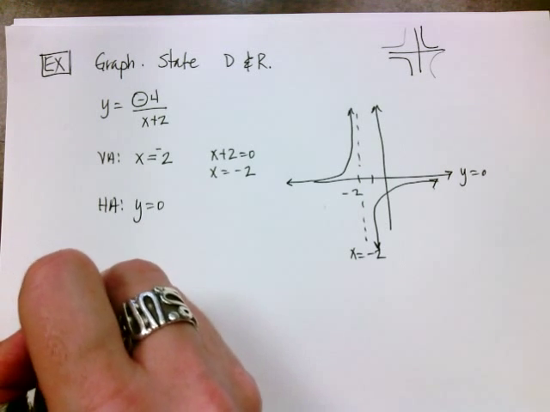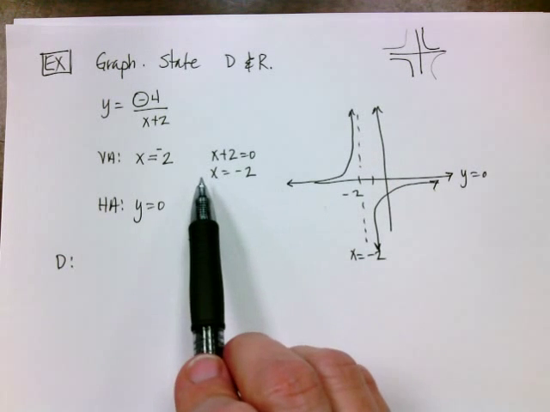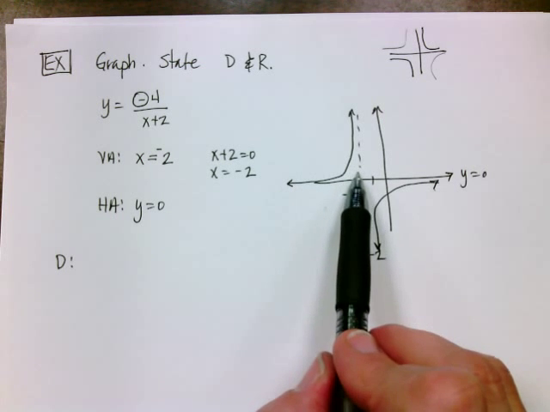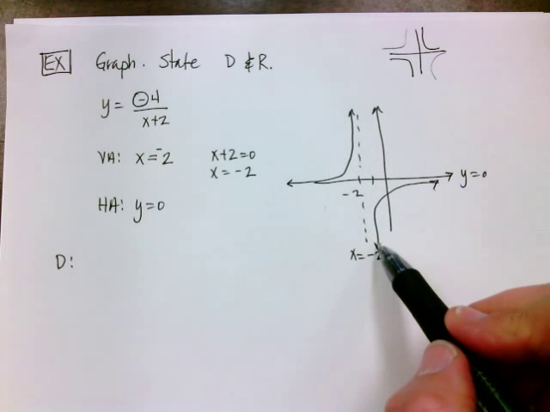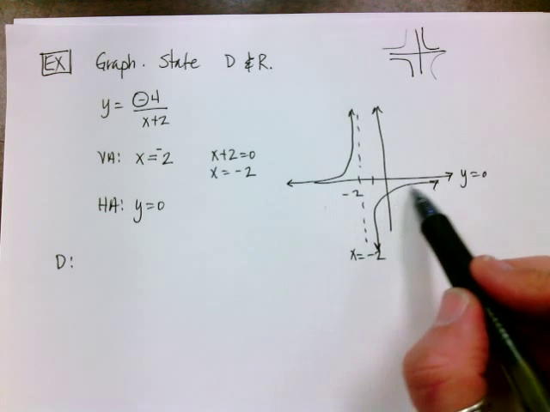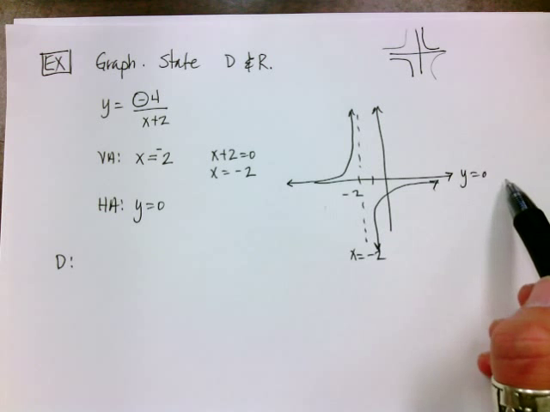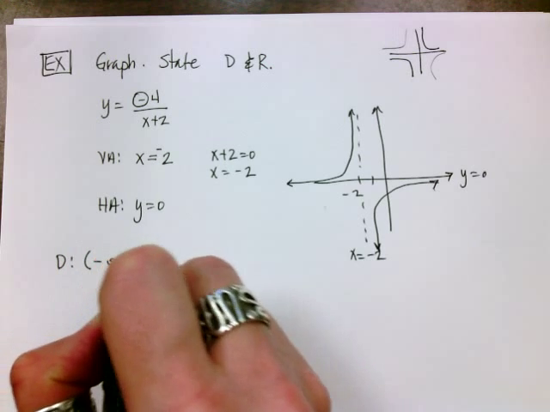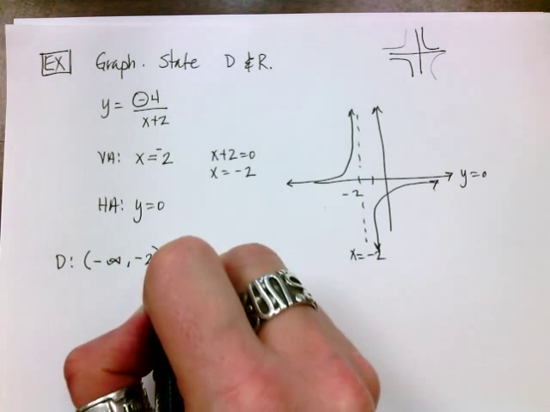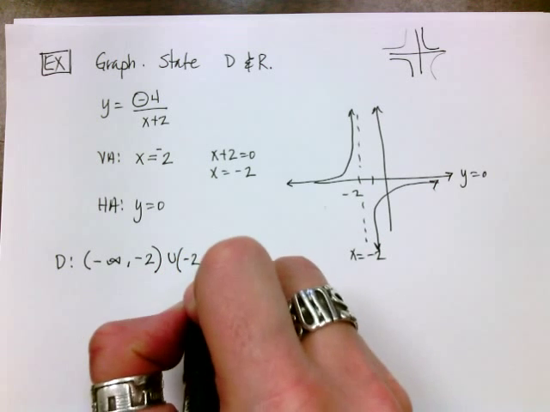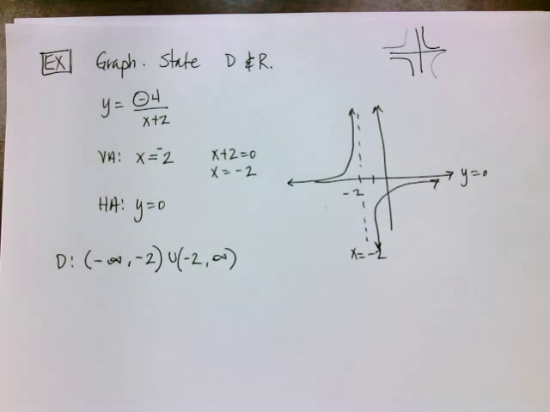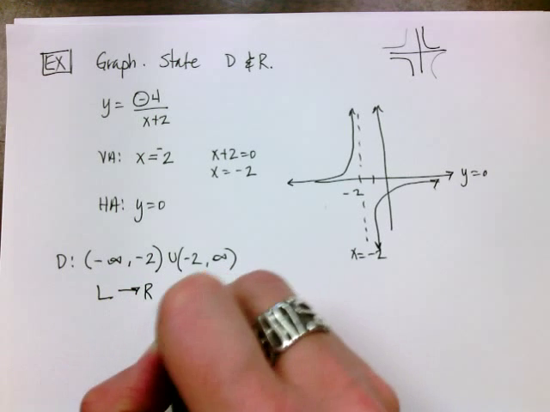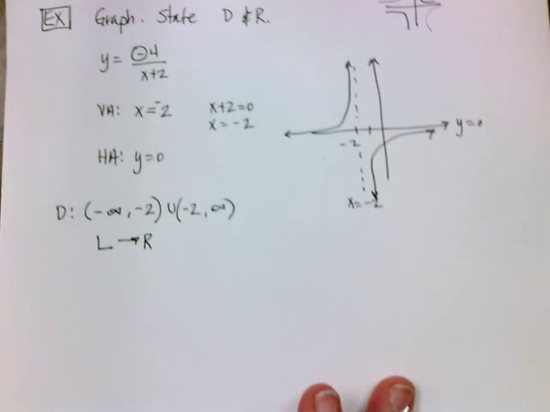So now let's talk about the domain. Notice that my graph starts over here at -infinity, and it cruises until it hits -2, and then it stops. And then it starts again on this side of -2, and it goes to positive infinity. So my domain would be written, remember we always start on the left, -infinity to -2, not included, unioned with -2 to positive infinity. So remember with domain, we always read left to right, and I write left to right.